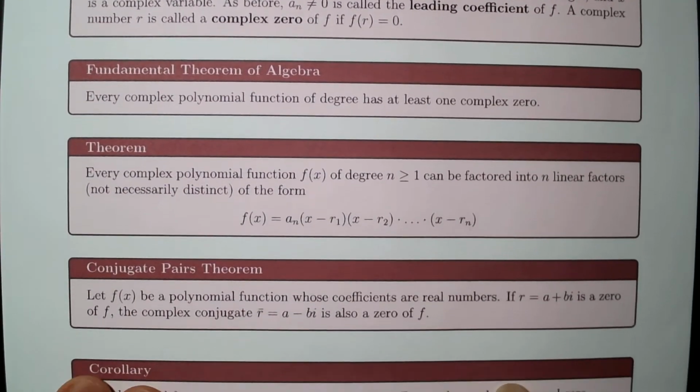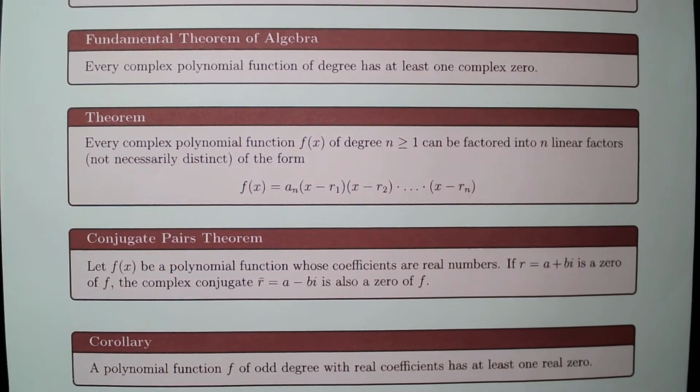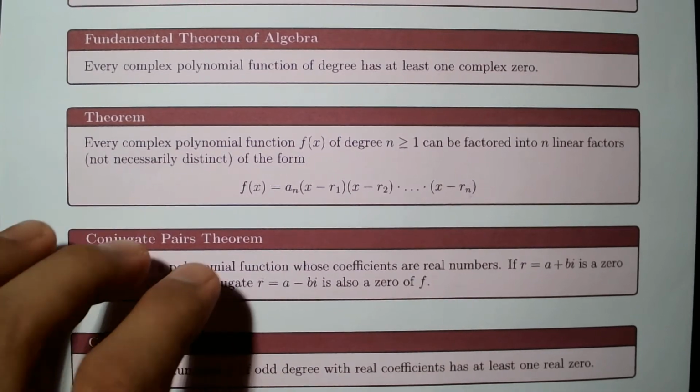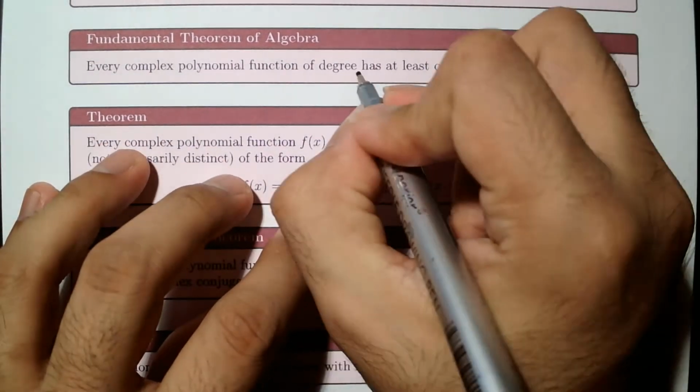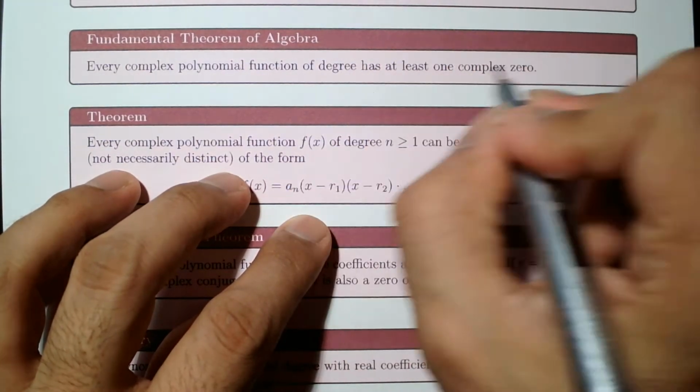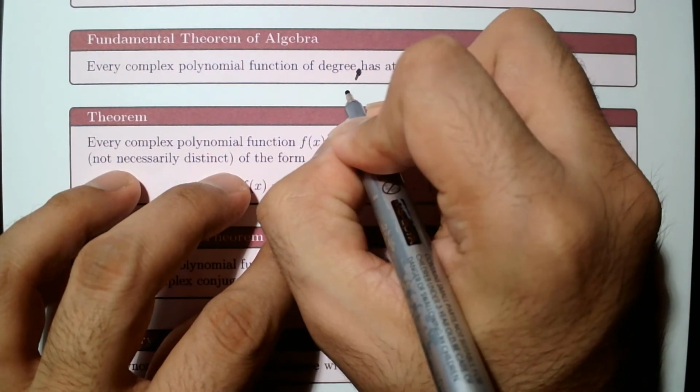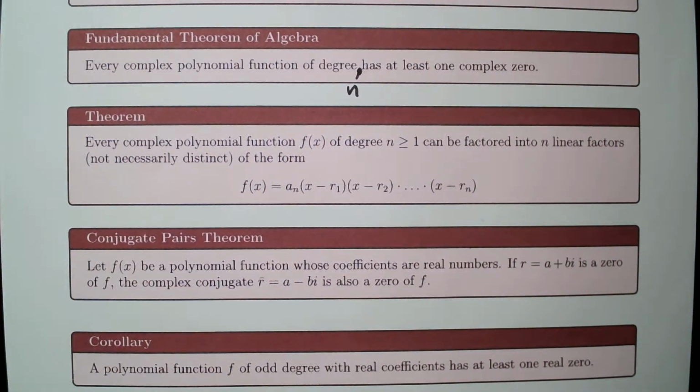Okay, fundamental theorem of algebra, what is that? It states that every complex polynomial function of degree n, there was a little typo here, has at least one complex zero.